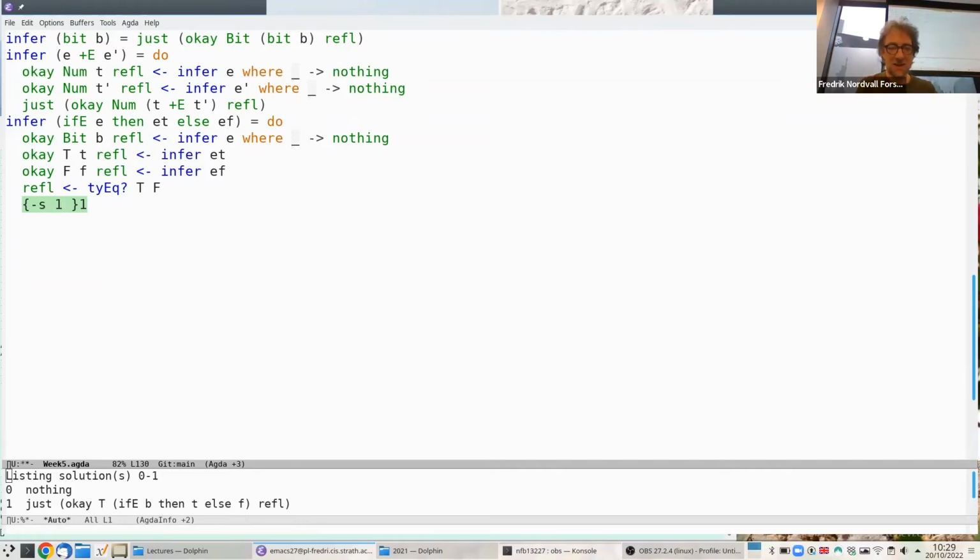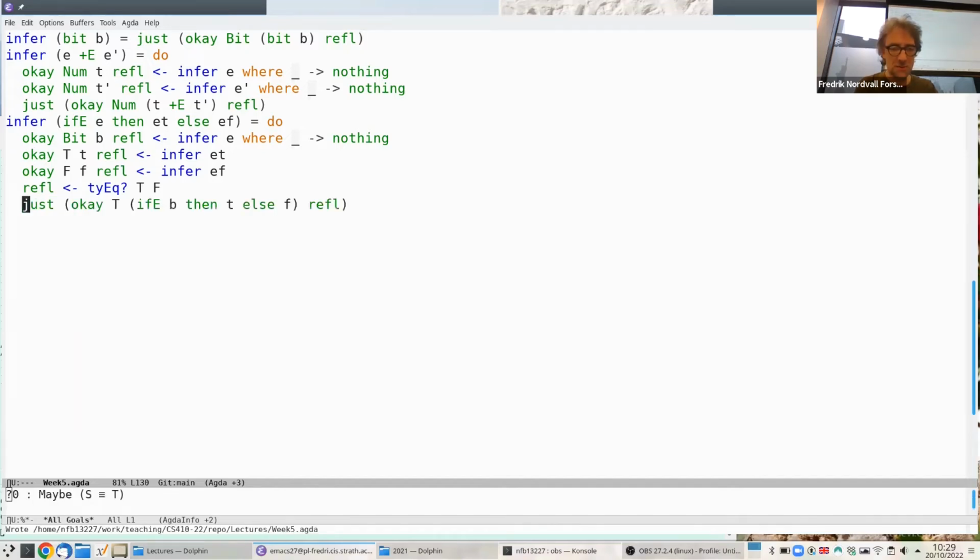I've got enough information now that there is a proper solution. So if I do that, we're done. See where everything else goes to nothing for all the other cases. Now, these binds here are saying if this thing returns a just, then continue. If this thing returns a just, then continue. If this thing returns a just, then continue.